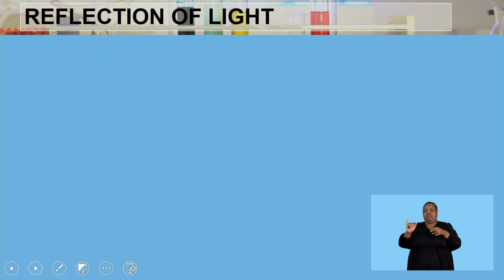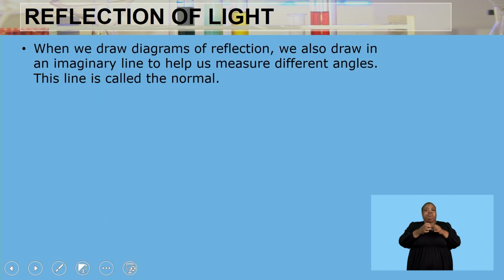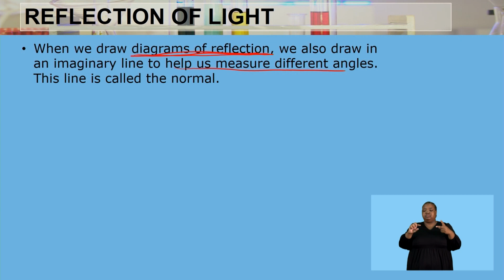Looking at that in detail, with those two light rays we can draw something called a ray diagram. When we draw diagrams of reflection, we call them ray diagrams. We also draw an imaginary line which helps us measure the different angles. We have two angles that we talk about when drawing a ray diagram: the angle of incidence and the angle of reflection. The line that helps us to measure the angles is called the normal.